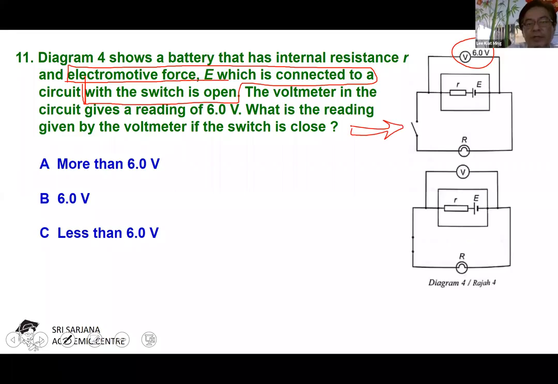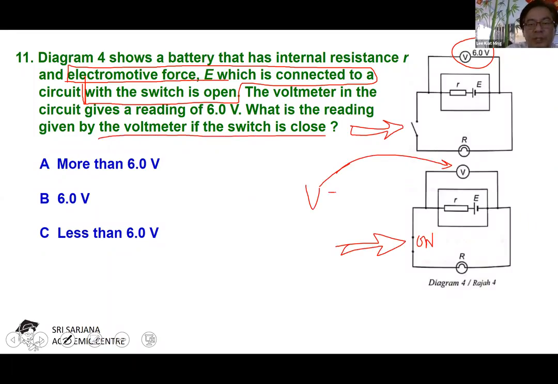So when you switch it on, what is the reading of the voltmeter when the switch is closed? Closed means you switch it on, right? You know this value of the voltmeter becomes V, which we normally write using this formula, V equals electromotive minus Ir. And we know electromotive is 6.